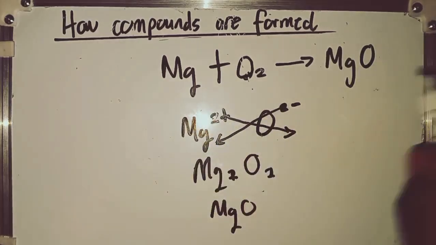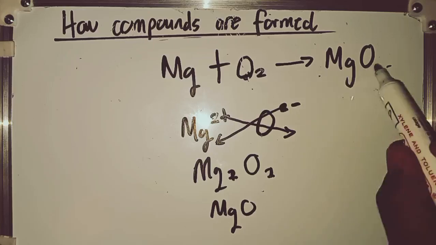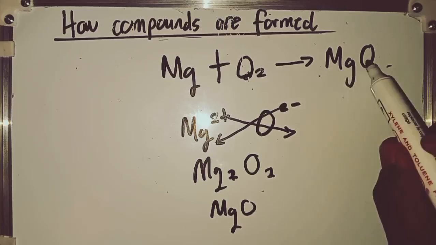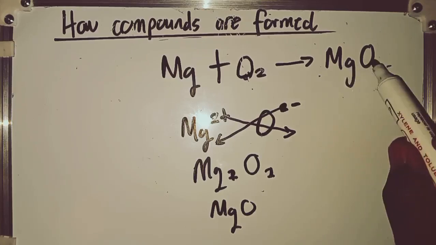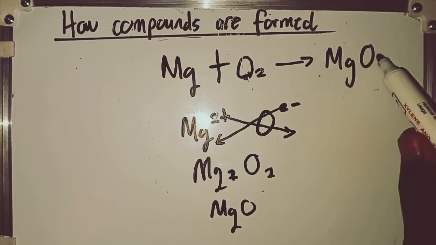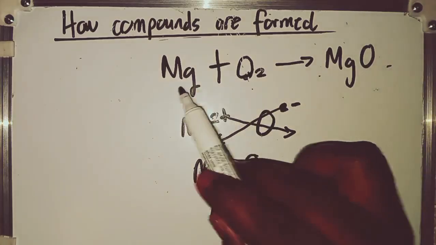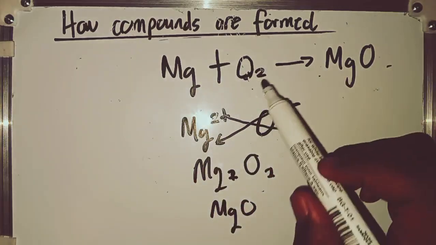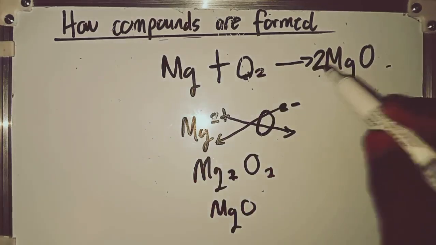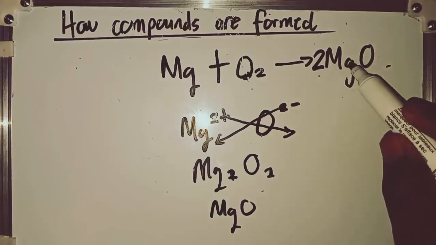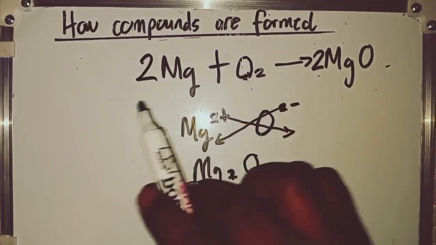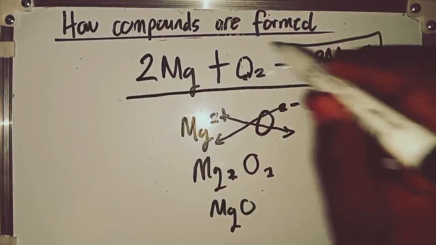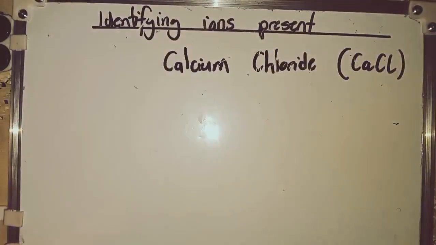Then the chemical equation should be balanced. So this is the resultant compound formula for magnesium oxide. This is the compound. It came from magnesium and oxygen. So when we want to balance, we have 2 oxygens here, so we put 2 here. We now have 2 oxygens. We have 2 magnesiums, we put 2 here. So the equation is now balanced.